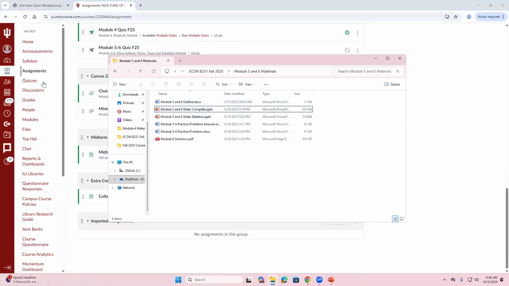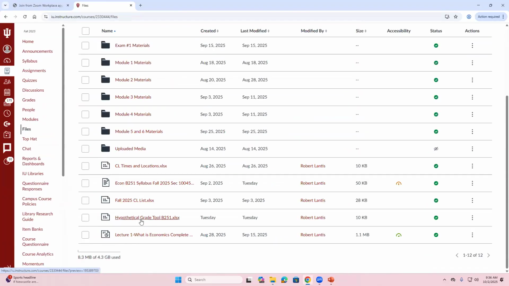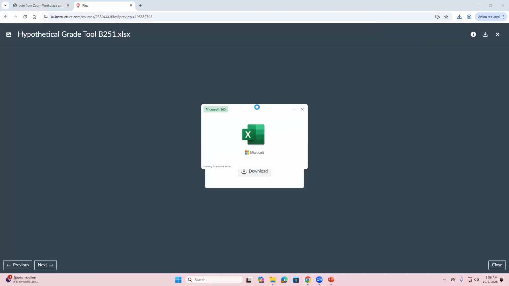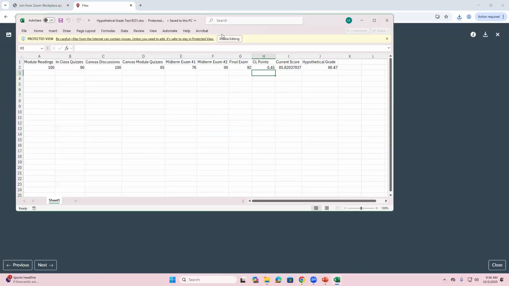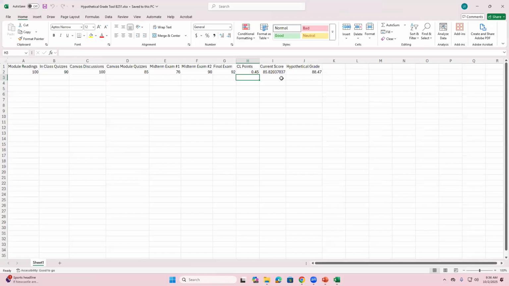I think I've got one other thing I wanted to mention before we jump into material. So I showed you this hypothetical grade tool. Right now, we only have one exam, right? So it's being underweighted because the exams don't end up being just 20%. They end up being 66% of your overall grade. So I told you could play around with the midterm and the final exam scores to see what your final hypothetical grade would be in the class.